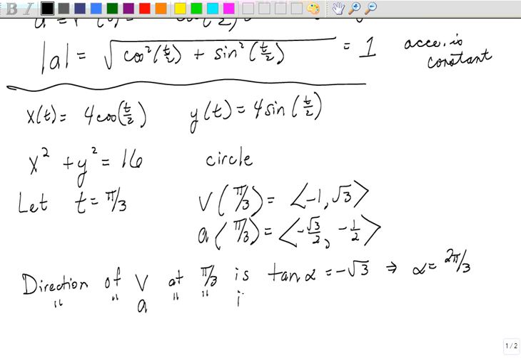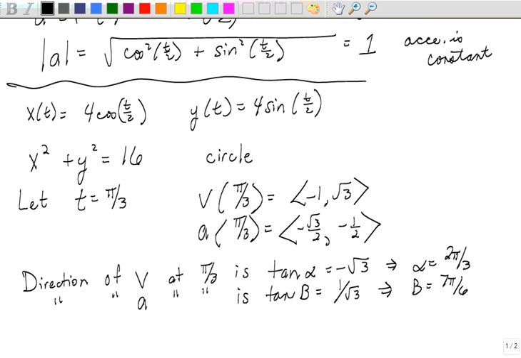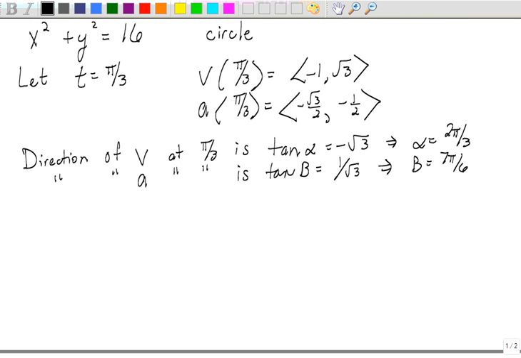And the direction of acceleration at pi over 3 is tangent beta. Let's say that angle's beta, and that's y over x for the acceleration, and that tells us that beta is 7 pi over 6. And that has to be in quadrant 3 because x and y are both negative. This one, x is negative, y is positive, that's quadrant 2. That's how I get 2 pi over 3.